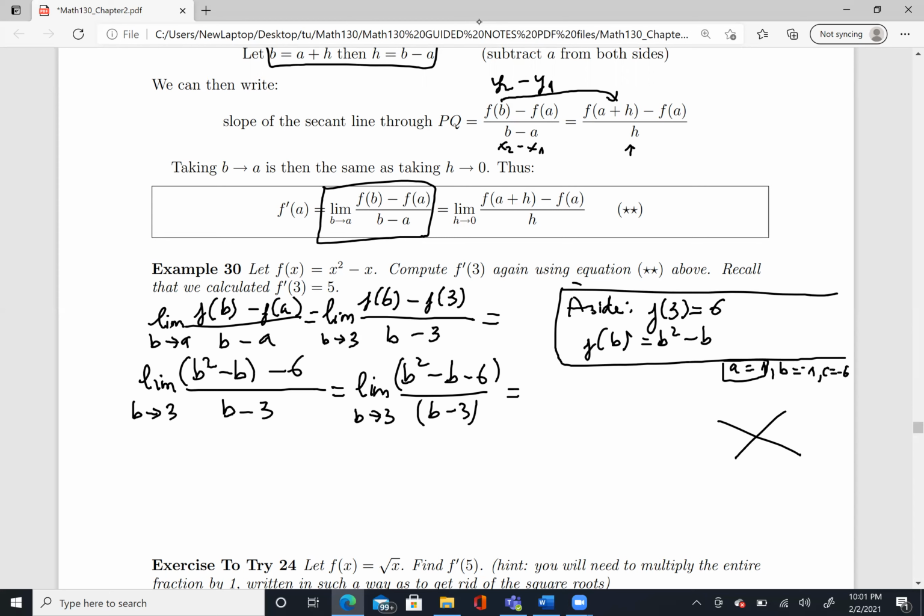So a times c is going to be negative 6, and b equals negative 1. Then we need two numbers that multiply to negative 6 and add to negative 1. What is that going to be? I'm going to say negative 3 and 2. Yeah.